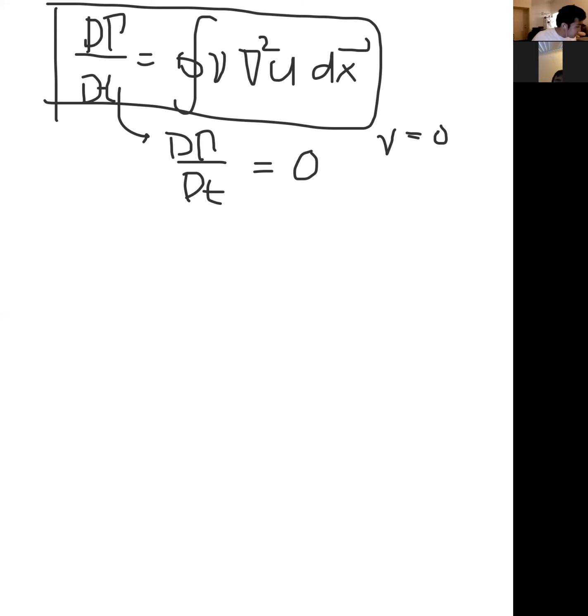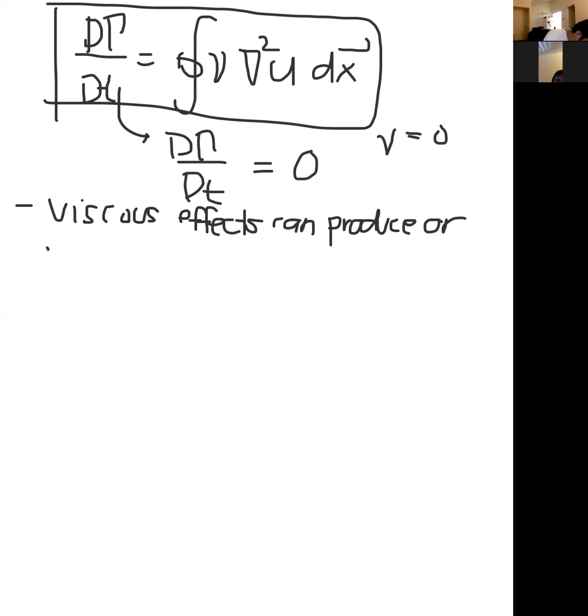So what does this mean? What this means is that if you have a flow where viscosity is relevant, then that viscosity is actually going to produce and/or destroy vorticity. Because from the equation above, the material derivative, which represents the total rate of change in a Lagrangian sense of the circulation, is equal to something that has to do with viscosity. So viscosity can either destroy or generate vorticity.